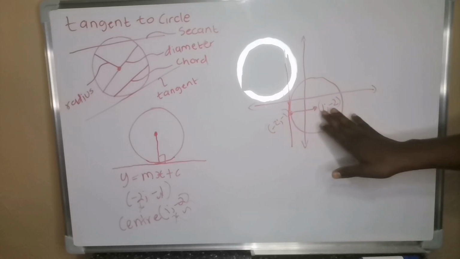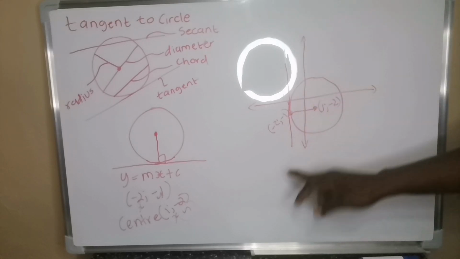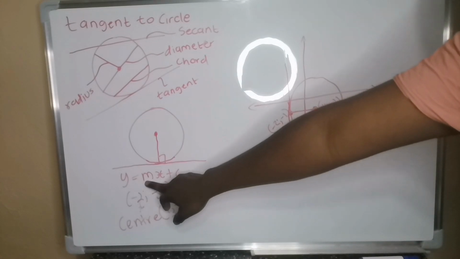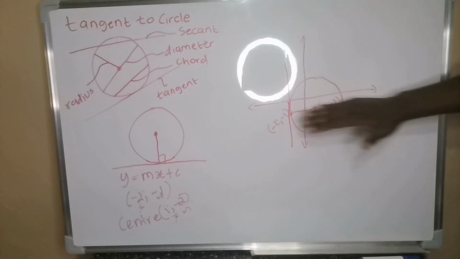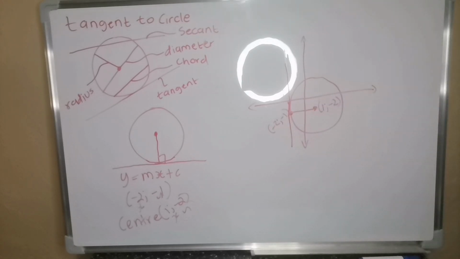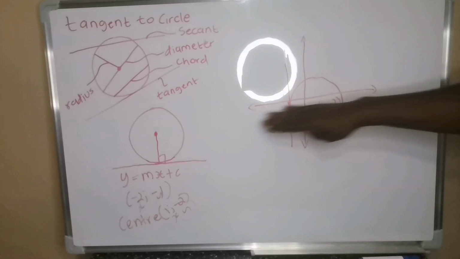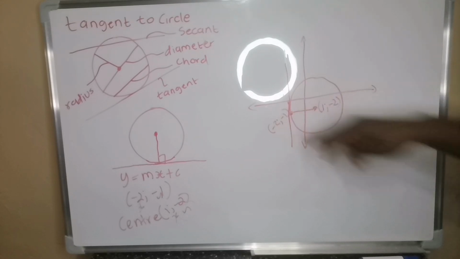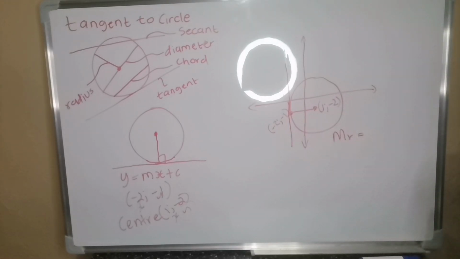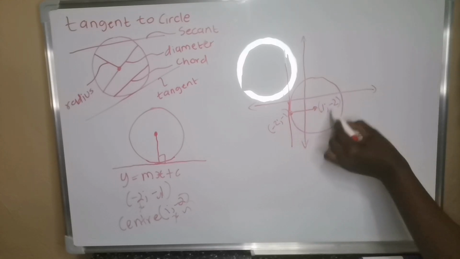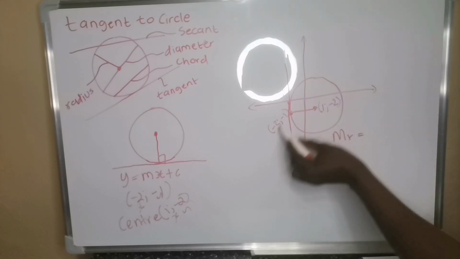Now, how do we find the equation of our tangent here? Remember, to find the equation of the tangent, you need to find the gradient of our line. How do you find the gradient? The gradient of our radius, this line, is equal to (y2 minus y1) over (x2 minus x1), using the points x1, y1 and x2, y2.